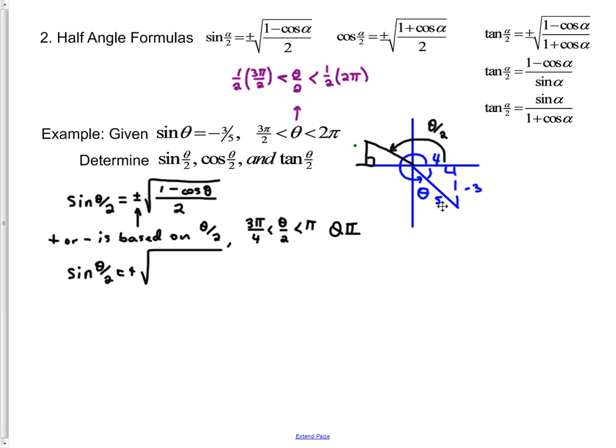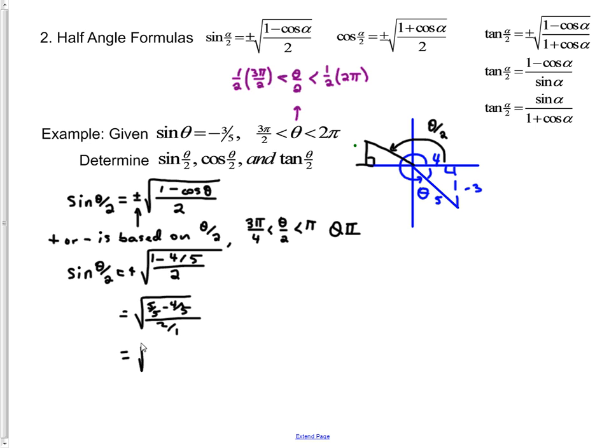Well, under our root, we have 1 minus the cosine of theta. So that's 1 minus the fraction 4/5 all divided by 2. So we're going to have to simplify this down. This is the square root of 5/5 minus 4/5 divided by 2 over 1, if we want to put it in the most complicated way possible.